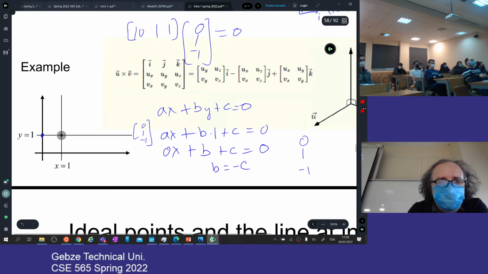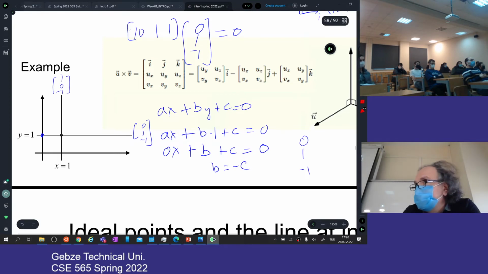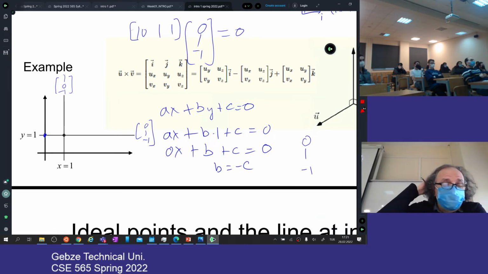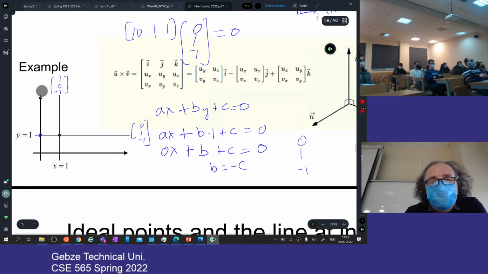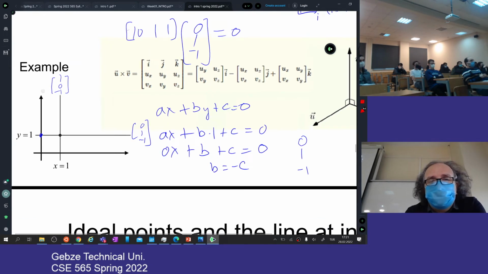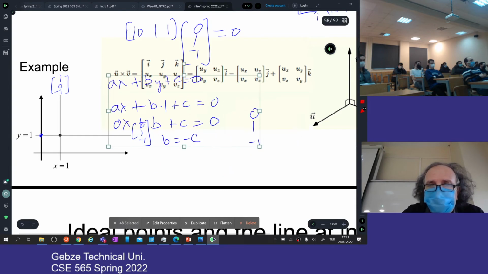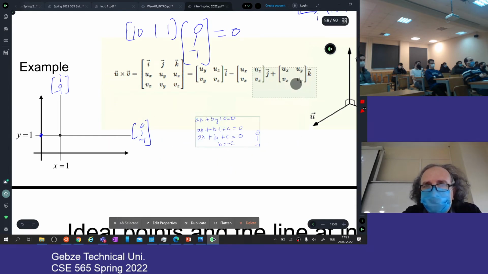How about this one? Similarly, if I do the same thing, it's going to be 1, 0, minus 1, right? This is x is equal to 1. Okay? So I have two lines, 1, 0, minus 1 and 0, 1, minus 1. I get the formula. Let's do the cross product and see what kind of intersection we are getting.